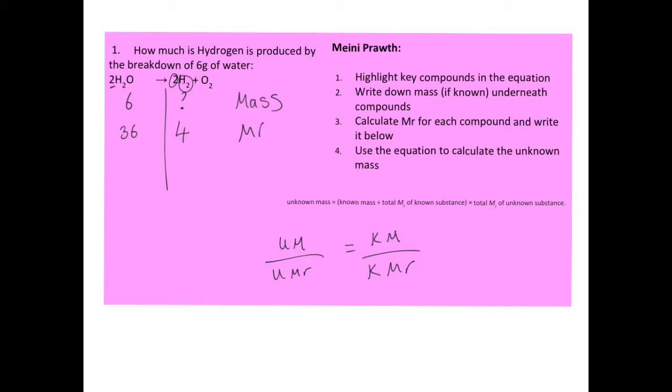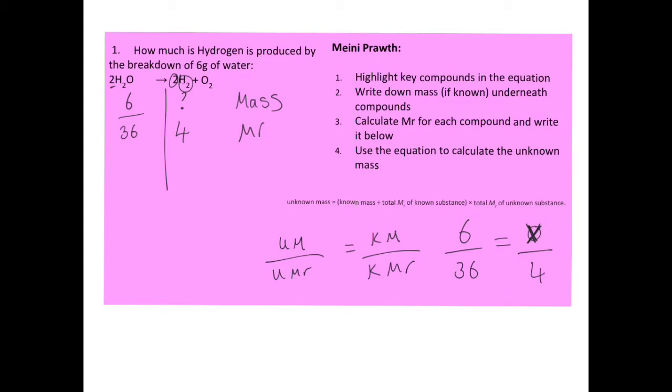Okay, so we know the mass of water and we know the Mr of water, so we can just put them in our equation. So we know the mass is 6. We know the Mr is 36. We have no idea what the mass of hydrogen is, so we put that as X. And then we know the Mr is 4. Okay. So this is the equation that we've got here, okay?